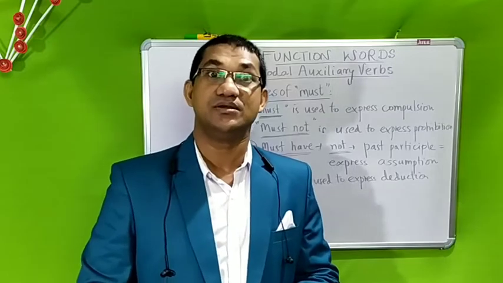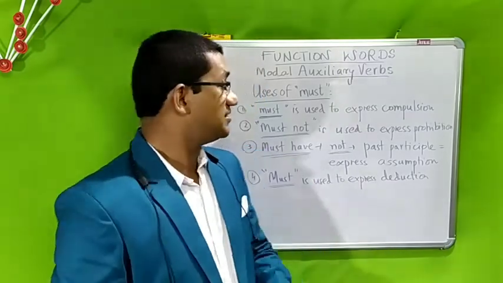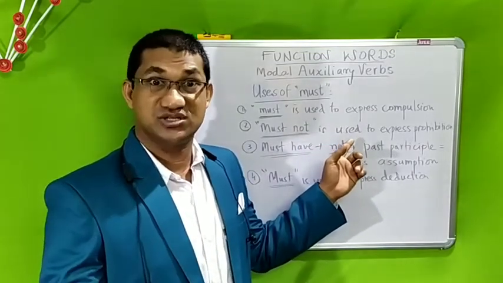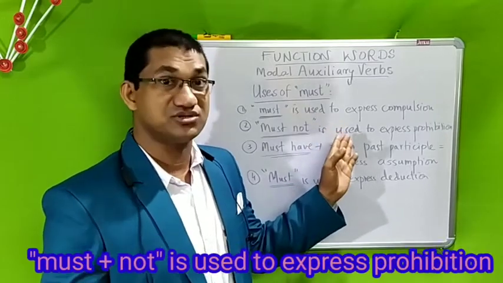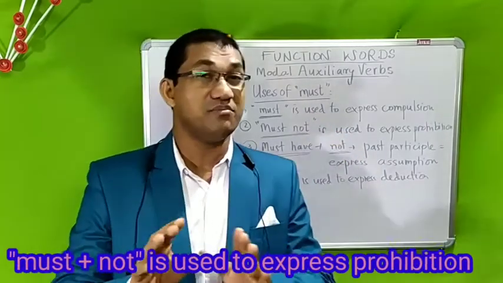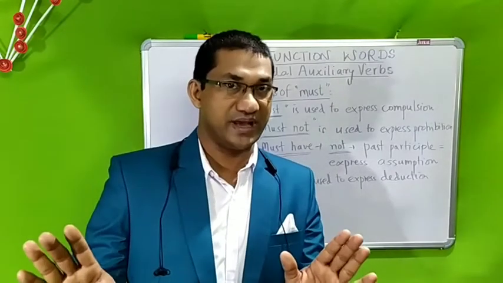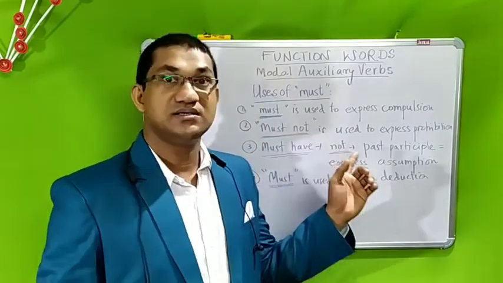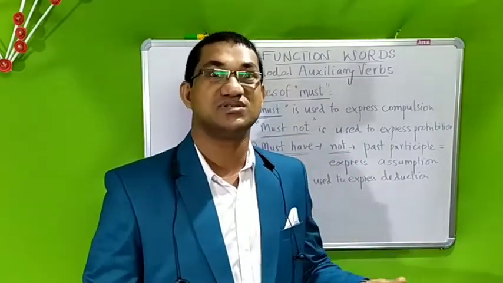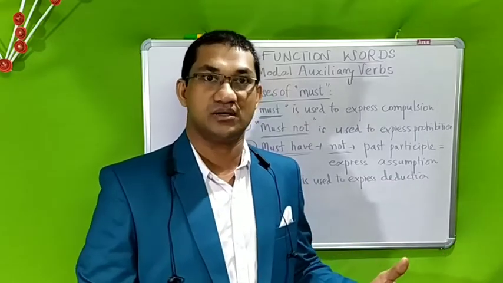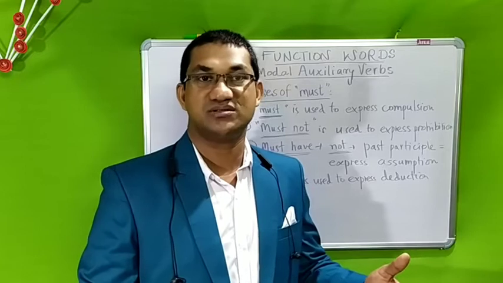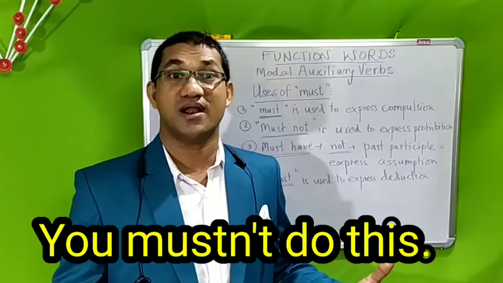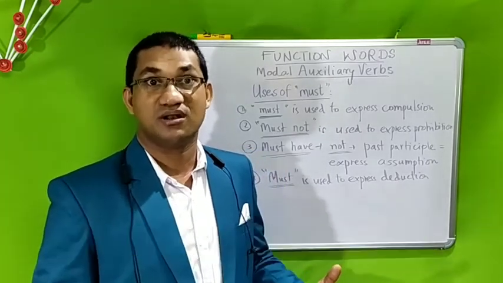Now we come to the second use of must, and we understand that must not is used to express prohibition. Very easy to understand. Must is used to express compulsion, and must not is used to express prohibition. No, don't do that. Prohibition. Must not is contracted like mustn't. In very quick connected speech, we say mustn't. You mustn't do this, you mustn't talk in the library, prohibition.